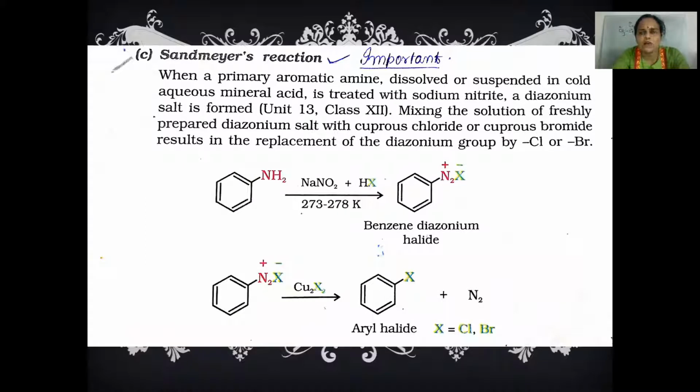Next, let me tell you about the first name reaction of this chapter, and it is called Sandmeyer's reaction. You need to learn this name reaction as many times as you can, because the direct question comes: write short notes on Sandmeyer's reaction, or the question may be convert aniline to chlorobenzene, or convert aniline to bromobenzene. So if you know this reaction, Sandmeyer's reaction, this is the first name reaction of this chapter.